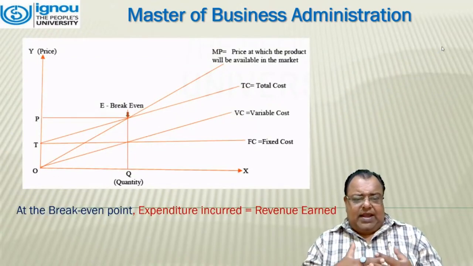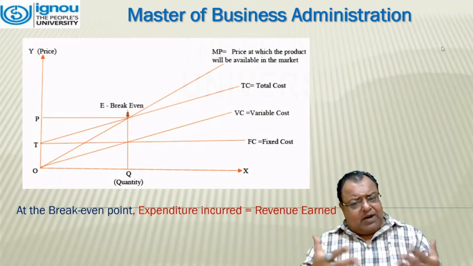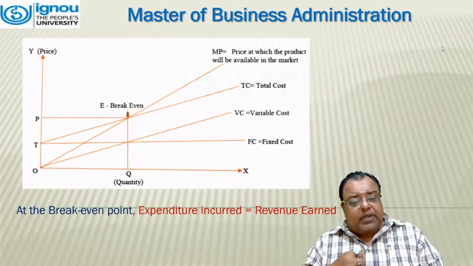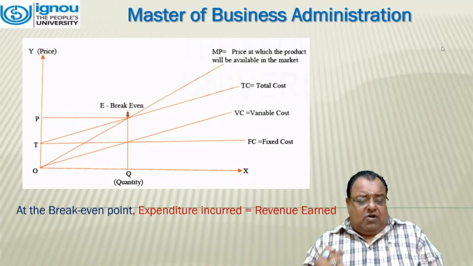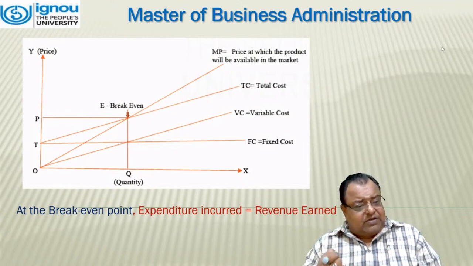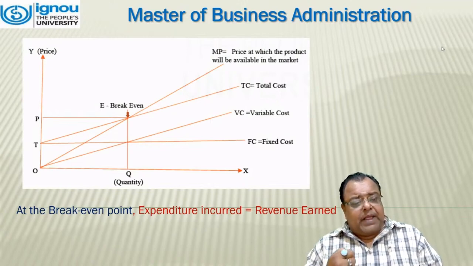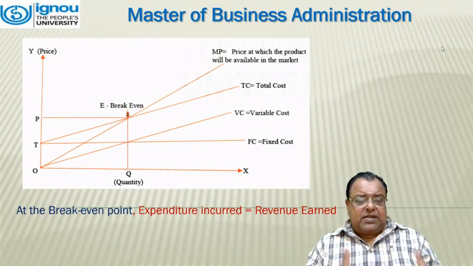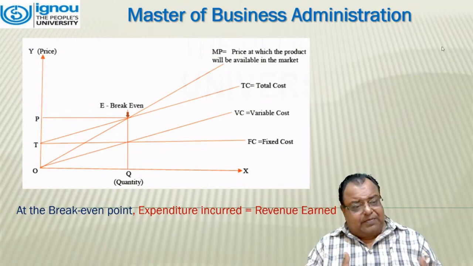Now, this is basically a typical graphical representation of how we represent total costs. Along the OX axis it is quantity, and along the Y axis it is the price. Fixed cost is a line starting from T. Two lines start from O: the variable cost, and the price at which the product will be available in the market. Basically, total cost is the sum of fixed cost plus variable cost.